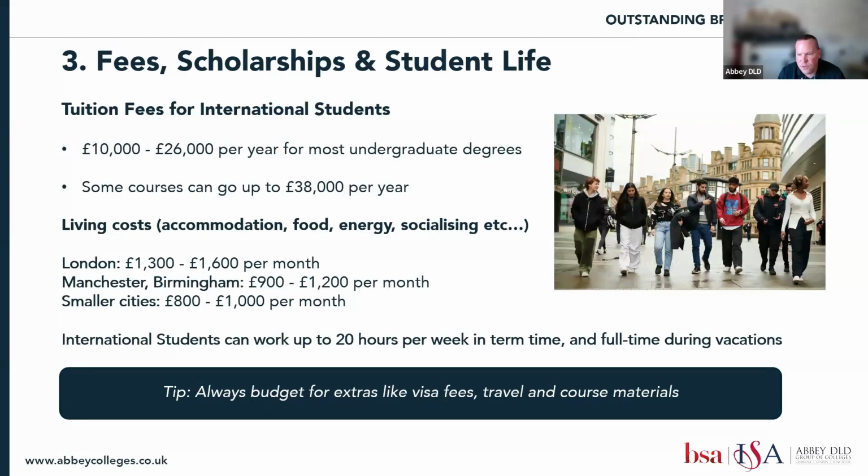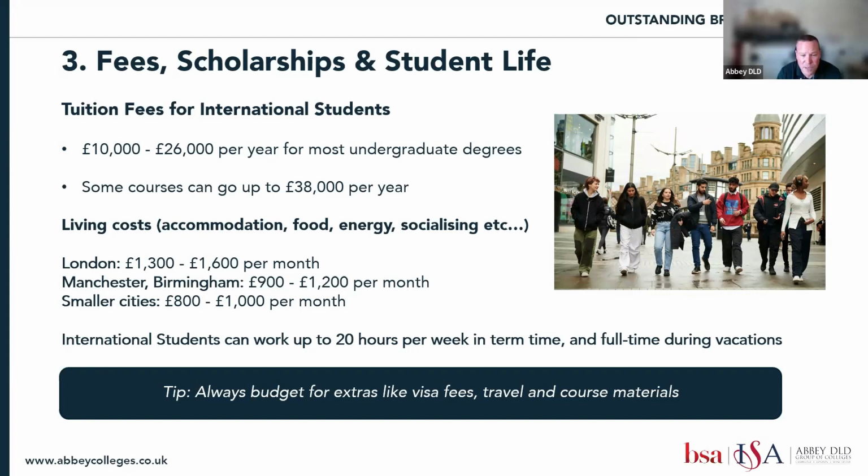Okay, so almost finished, but just coming up on the last little bit, I just wanted to talk a little bit about some of the other considerations that you might want to consider when you're applying to university. Obviously, the fees range quite broadly for international students, but for most undergraduate courses, you're looking between the region of £10,000 and £26,000 per year. Some courses, such as medicine, for example, can be much higher, up to £38,000 per year.